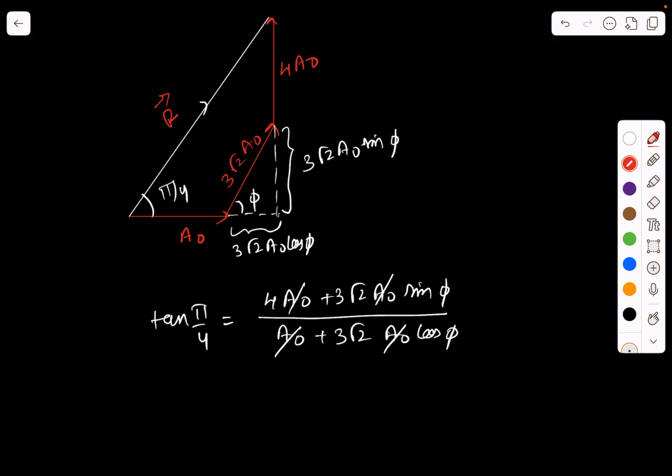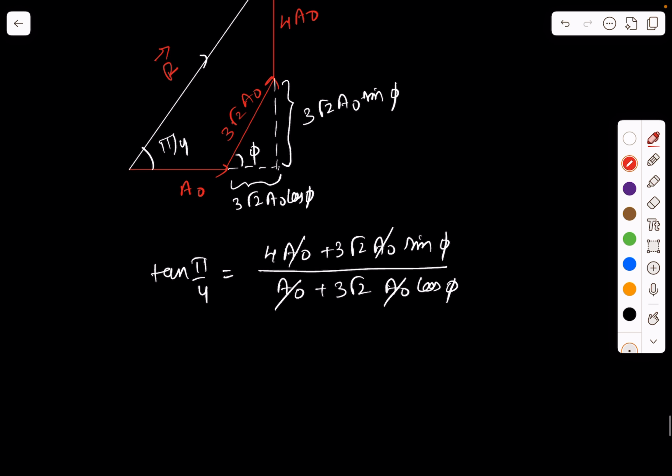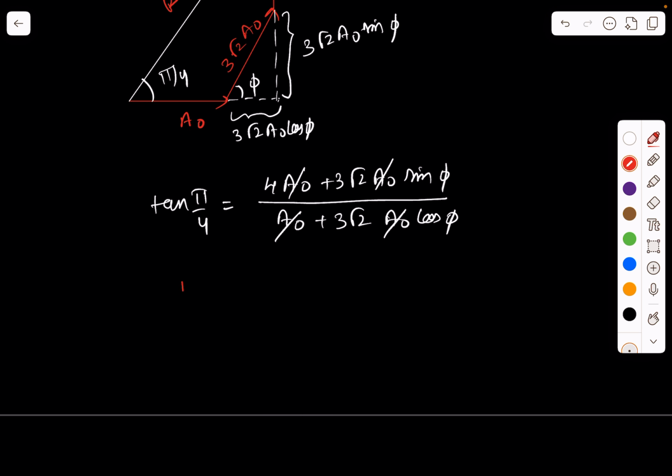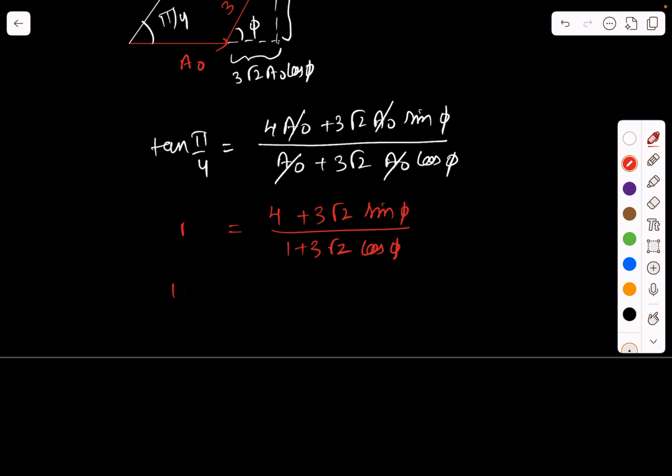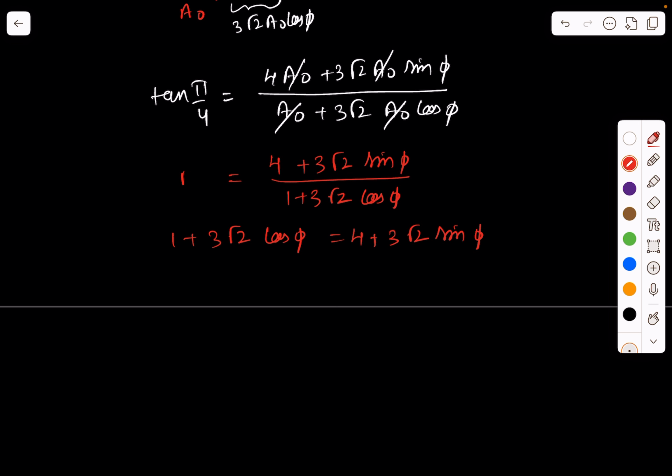and a naught is common, so we can take a naught common and cancel out in the numerator and denominator. Tan pi by 4 becomes 1, so this gives us 4 plus 3 root 2 sin phi divided by 1 plus 3 root 2 times cos phi, and if we further cross multiply and solve, we get 1 plus 3 root 2 times cos phi equal to 4 plus 3 root 2 times sin phi. So 3 root 2 times sin phi we bring in the left hand side, so we get 3 root 2 cos phi minus 3 root 2 sin phi as equal to 3.